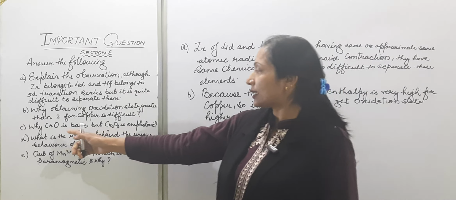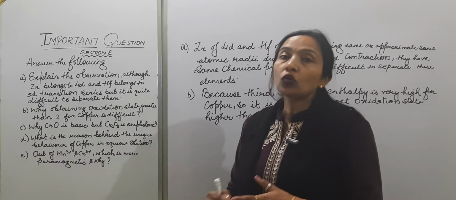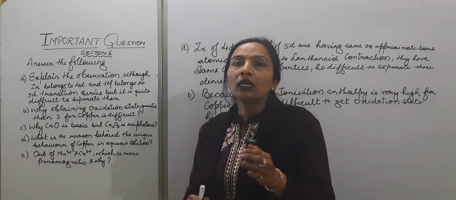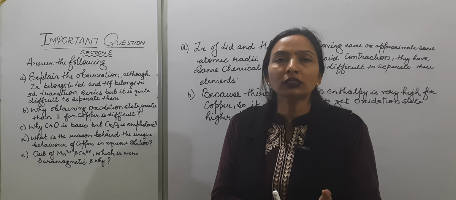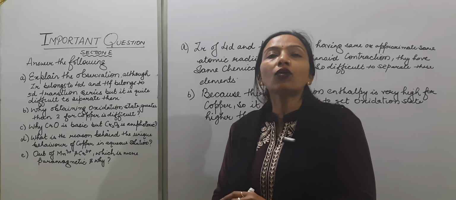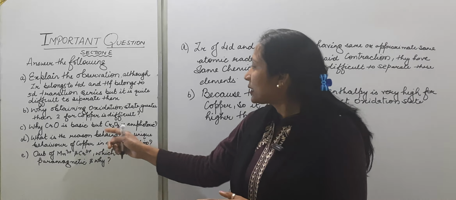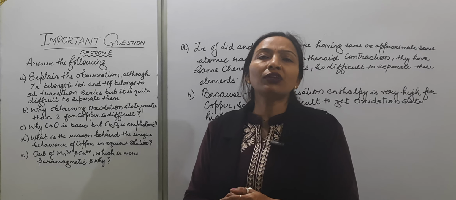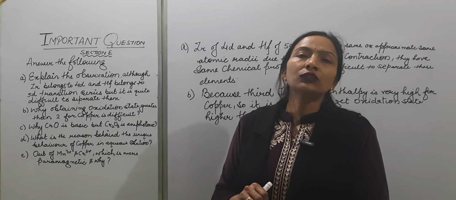While chromium oxide is basic in nature, chromic oxide is amphoteric. So what is the reason behind it? Chromium is showing +2, +3, +6. In a lower oxidation state, it is behaving as a base. And in a higher oxidation state, it is behaving as an acid. But when the oxidation state is not high, not low, it is behaving as amphoteric in nature, meaning it is reacting with the acid as well as a base.